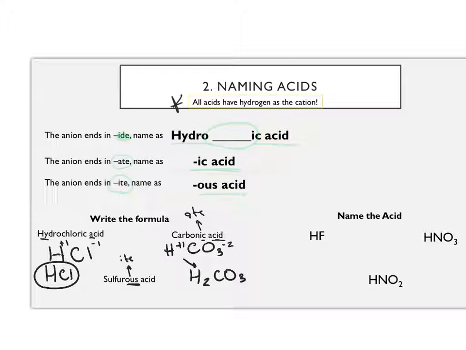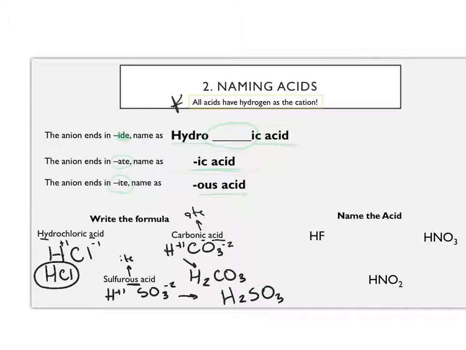Our sulfurous acid, the "-ous" has been changed to "-ite", so you're going to look for sulfite on your polyatomic ion chart. When you look for that, it's going to say SO3 with a -2 charge. We know hydrogen always has a +1 charge, therefore our formula is going to look like H2SO3 for our sulfurous acid.